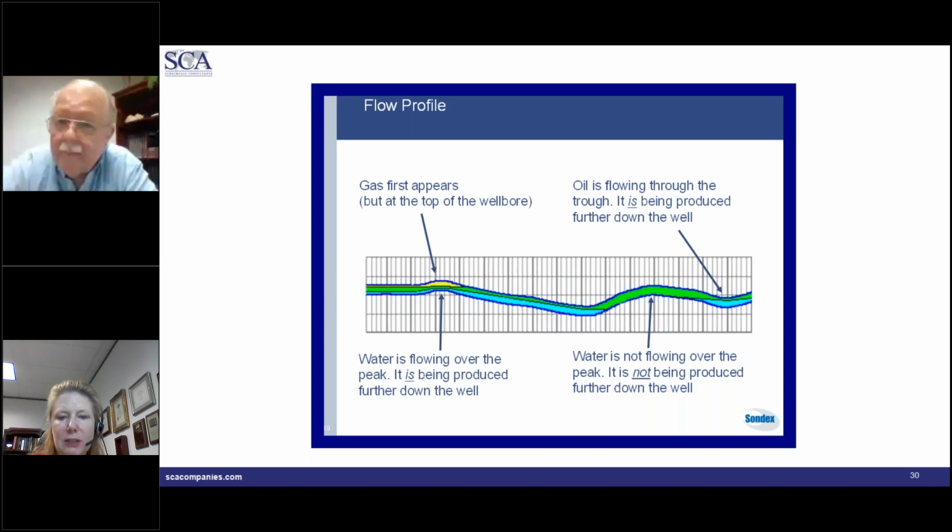We have a listener that asked if you could repeat the answer to the holdup versus the cut question because the audio was a bit difficult at that point. So the question was, if the holdup is the fraction of volumes present and cut is the fraction of fluid movement. Imagine a wellbore. You can have flowing. The flow and the cut are different.